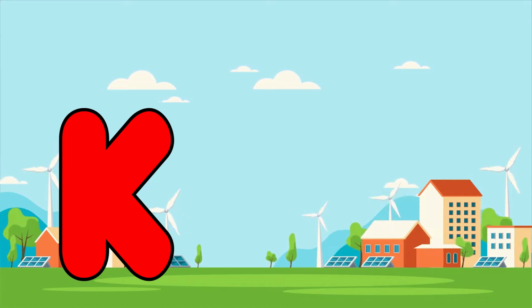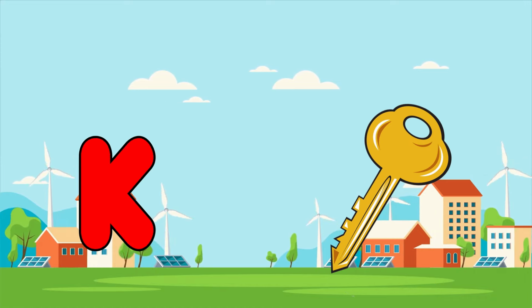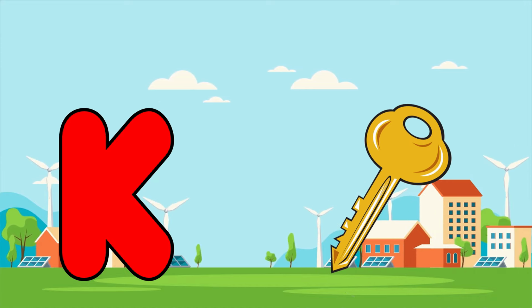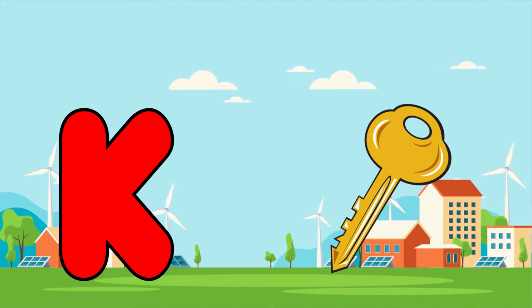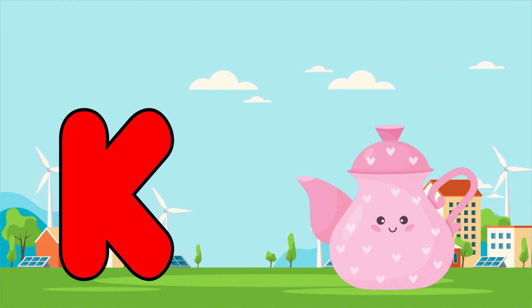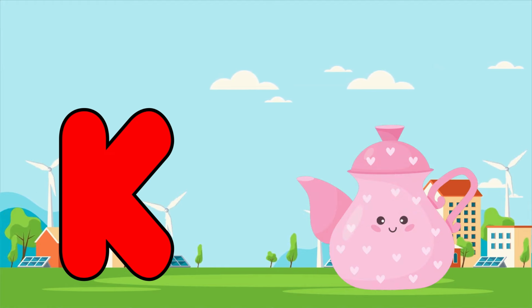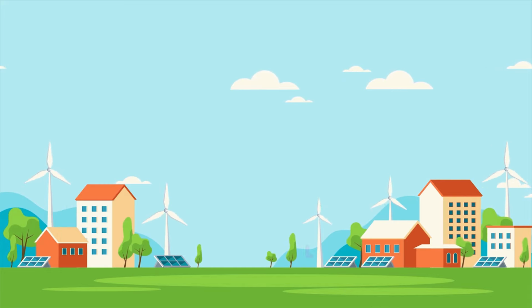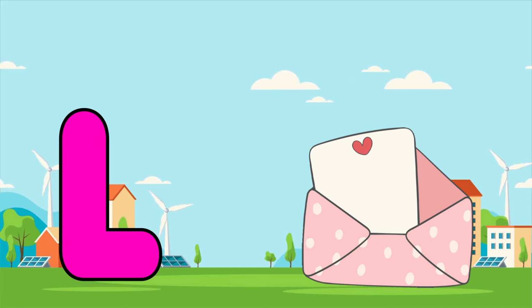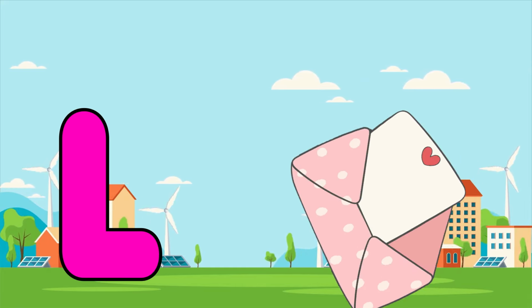K is for key, k, k, key. K is for k, k, k, k, kettle. K is for k, k, k, k, key. L is for ladder, l, l, ladder.